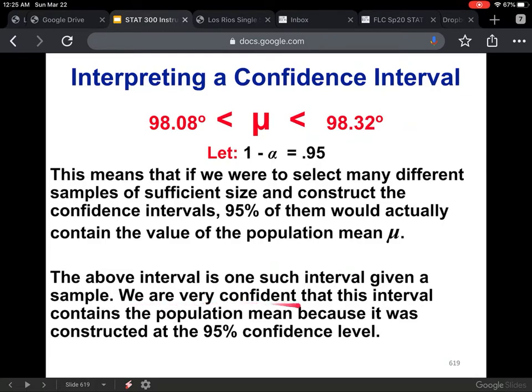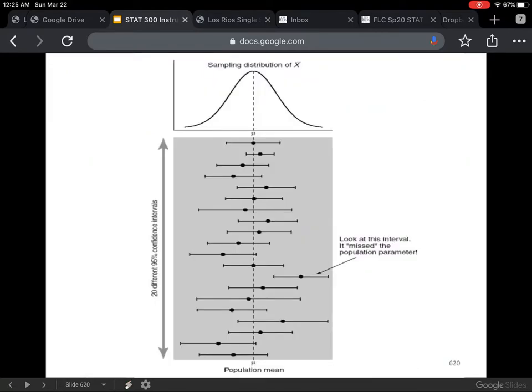It says here, we are very confident that this interval contains the population mean because it was constructed at the 95% confidence level. Now let me show you again the picture. The idea is we would be creating a whole bunch of these confidence intervals, and not all of them would necessarily contain the population mean, right? 95% of them would, like this one over here does not contain. Some of them would be wider, and some of them would be narrower, but 95% of them would contain the population mean. That's the idea of the confidence level.